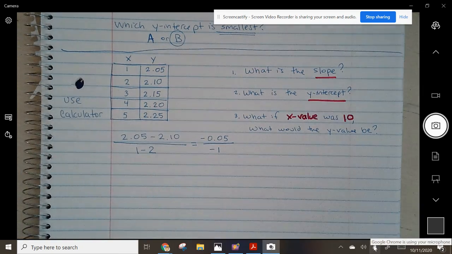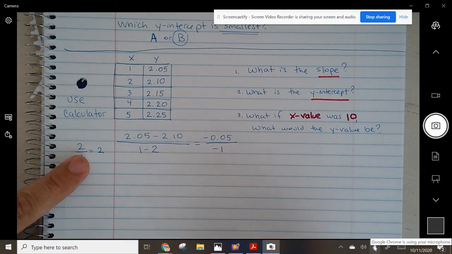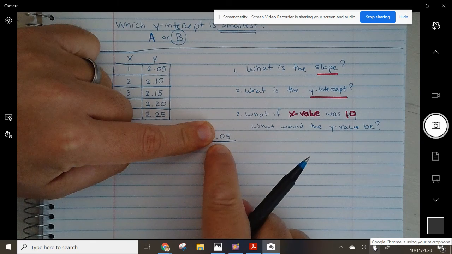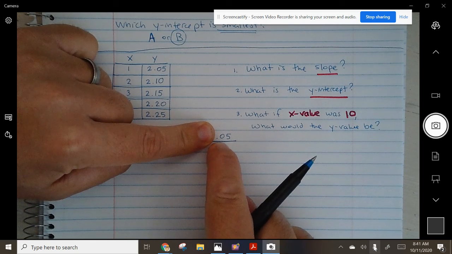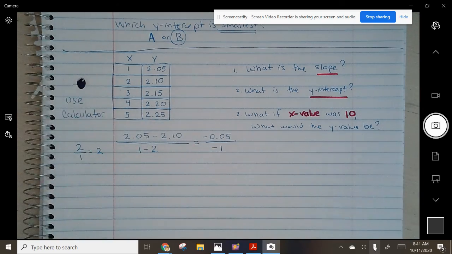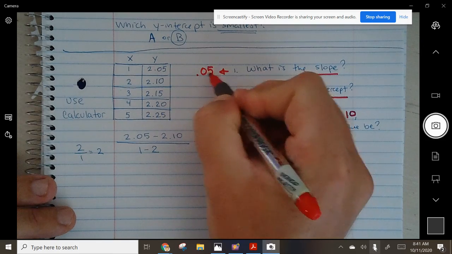But think about it, what's 2 over 1 equal? Just 2, okay? Same with this. Think about this in money. How much money is that? That is 5 cents. So basically that's 5 cents, okay? So think about this as your slope is actually going to be 0.05.